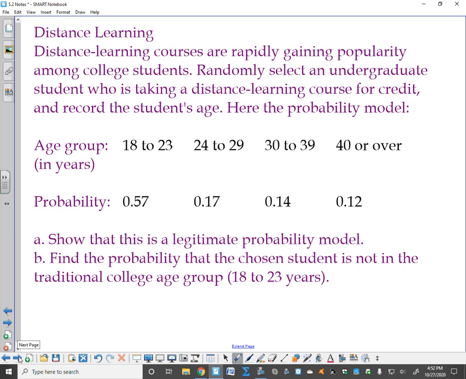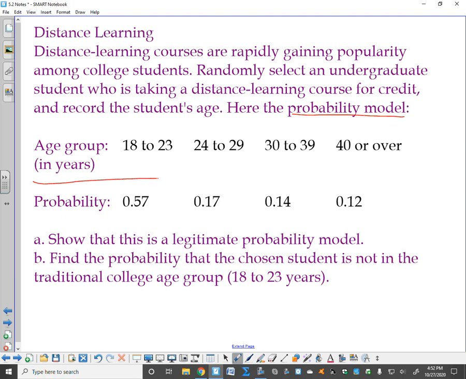Distance learning. Distance learning courses are rapidly gaining popularity among college students. Randomly select an undergraduate student who is taking a distance learning course for credit and record the student's age. Here is the probability model. Okay, so I have age groups. So my sample space, so here's some terminology. Here's a probability model. So here's a model in the flesh.